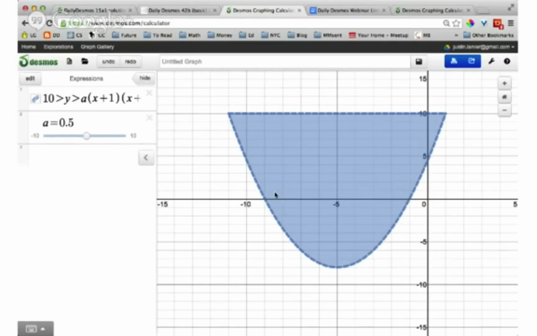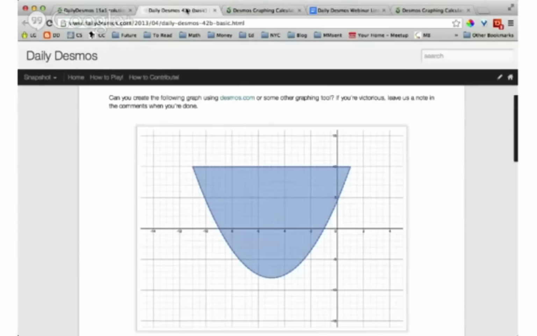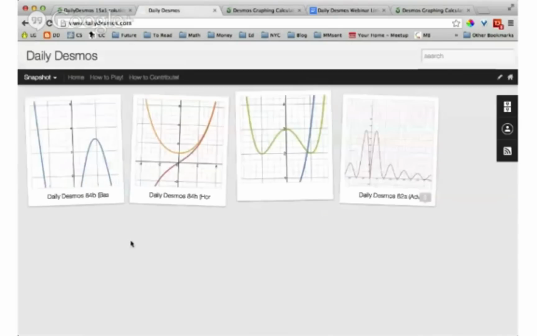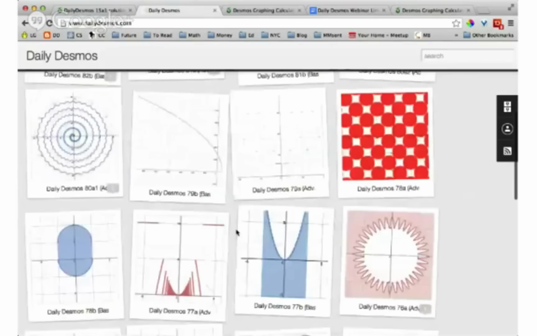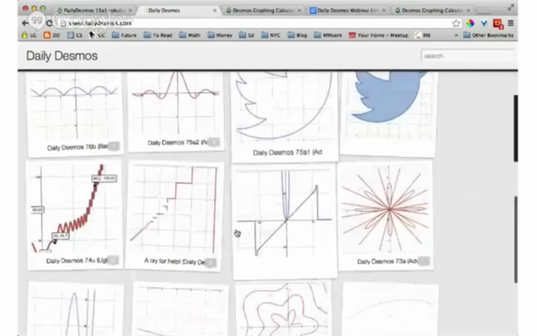On the front page of the Daily Desmos site, if you're just scrolling through, we mostly keep to the convention that the blue ones are the basic ones and the red ones are the advanced ones. So that's one way that we signal that to people who come to the site.